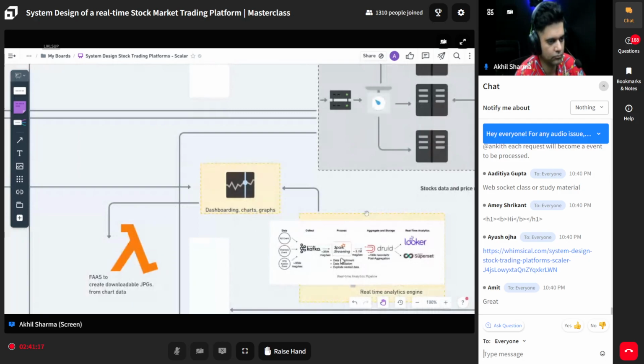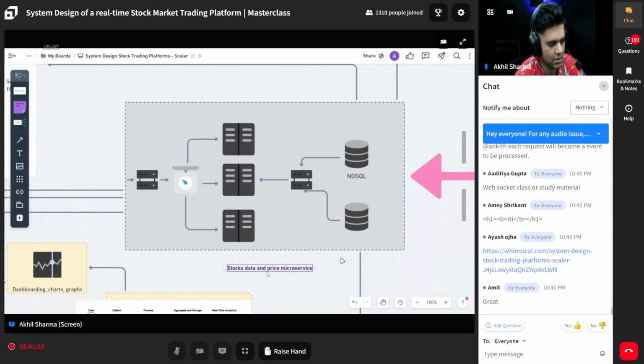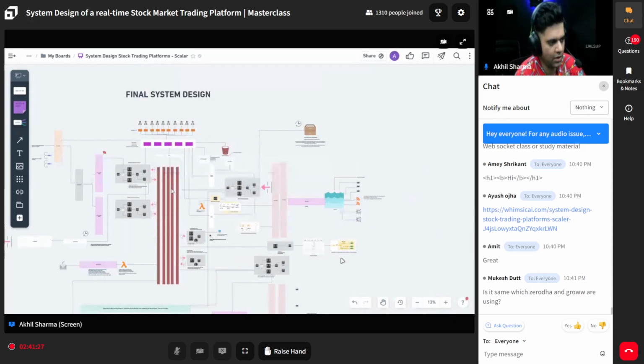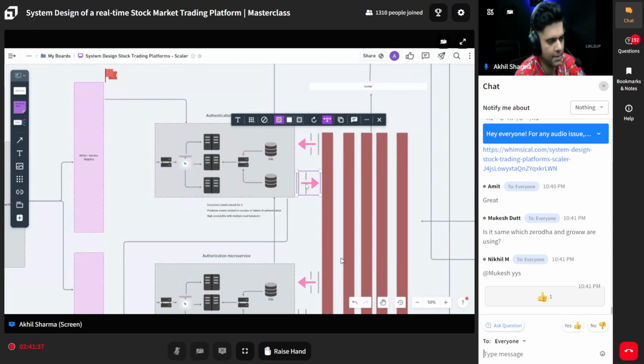This is the heart of the entire system, right? This is the most important service, which is our stocks, data, and price microservice. We'll come to this in a while, but all of these services are connected to the streams. And when you see these two arrows here, that basically means that the microservice is producing events and also consuming events onto the stream.